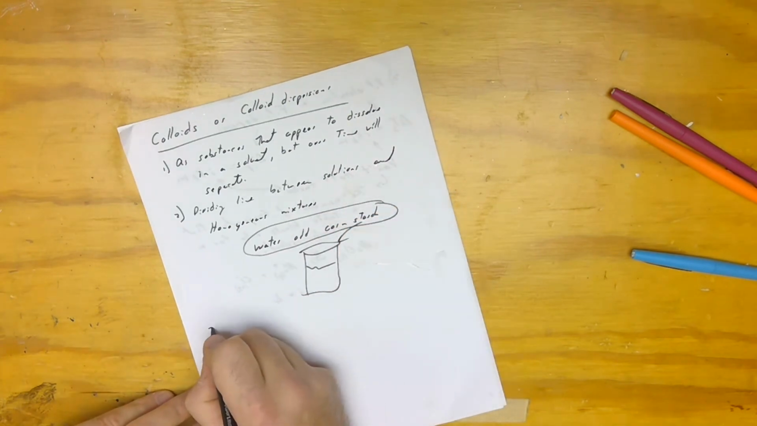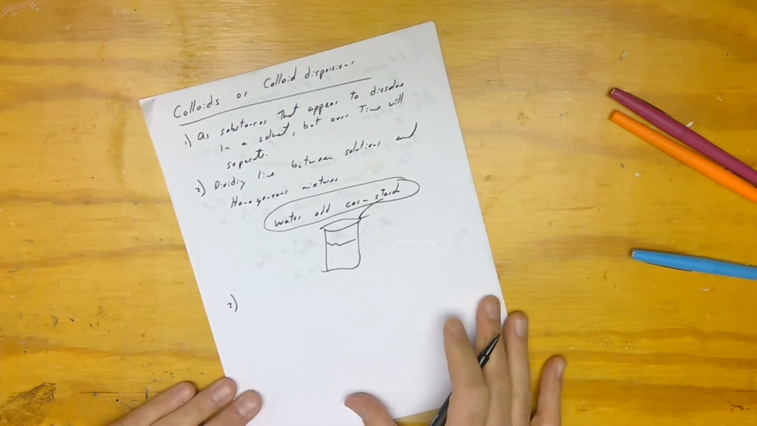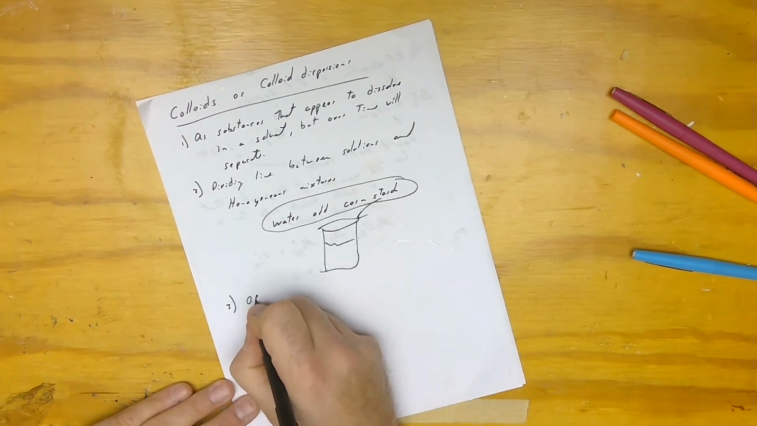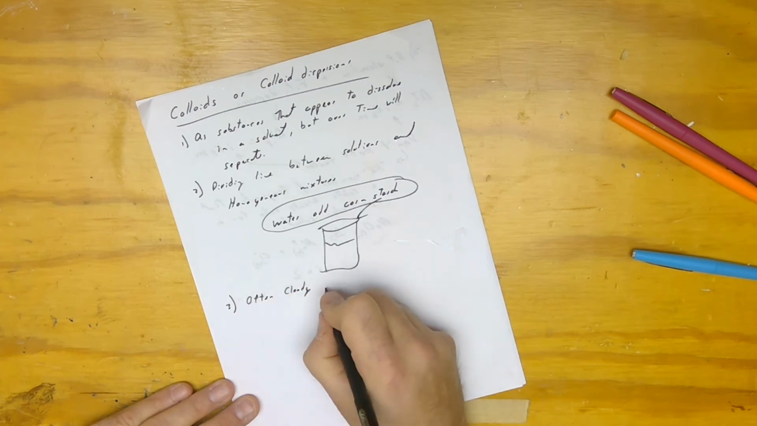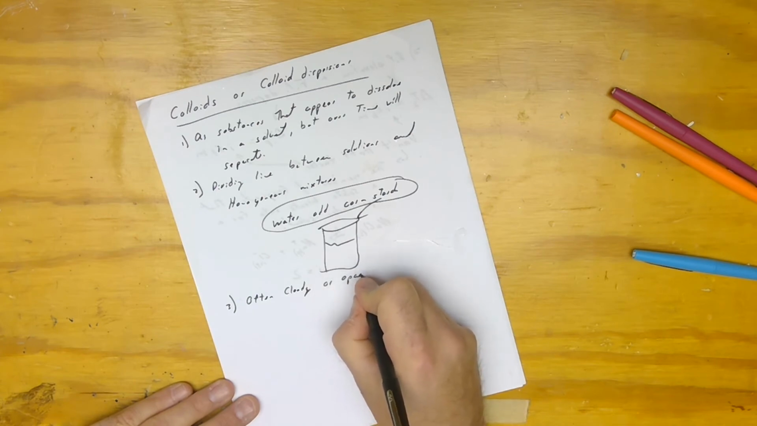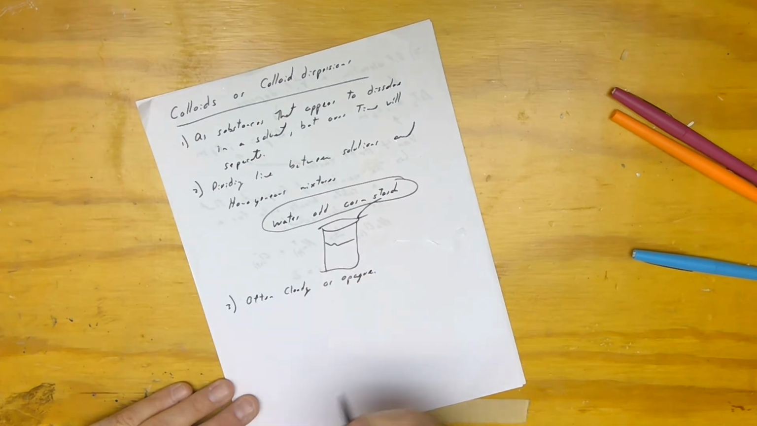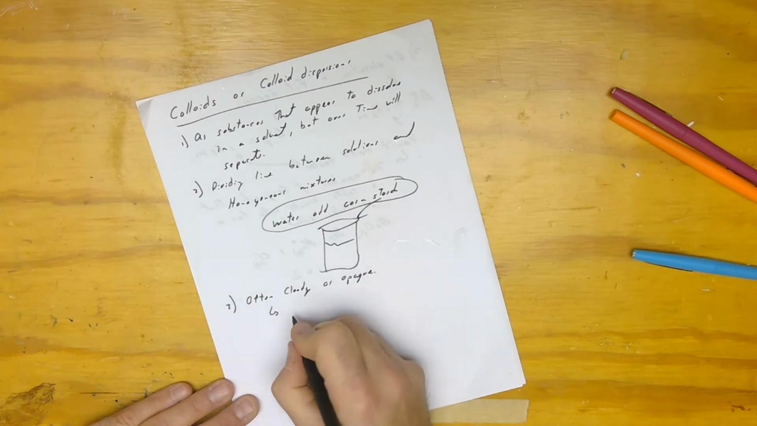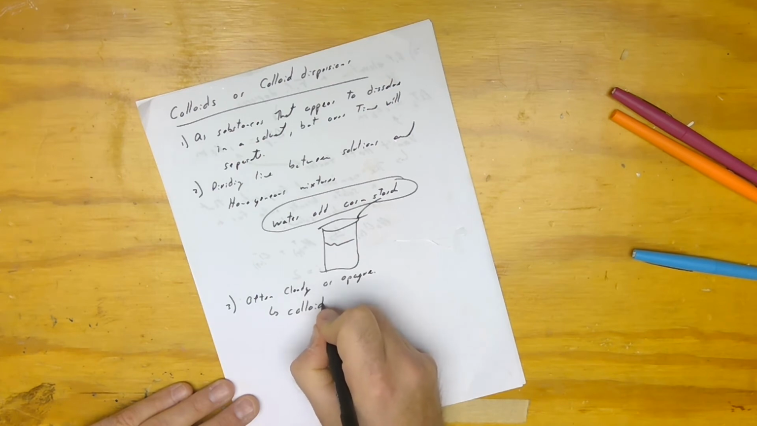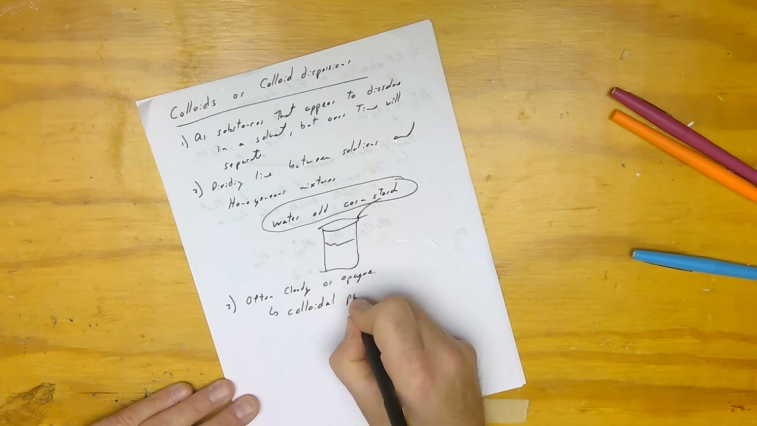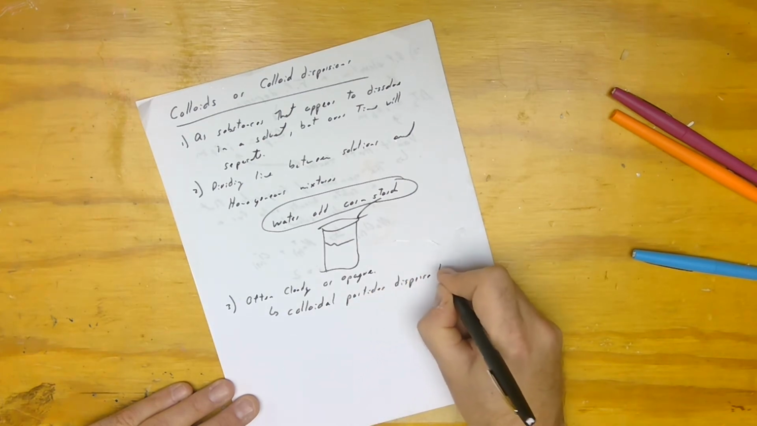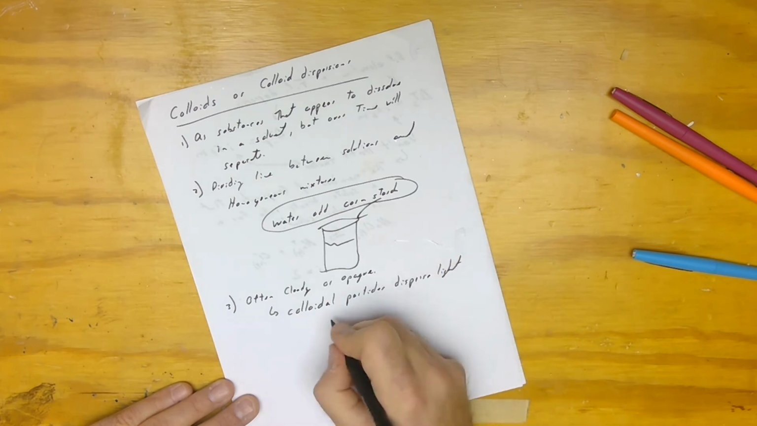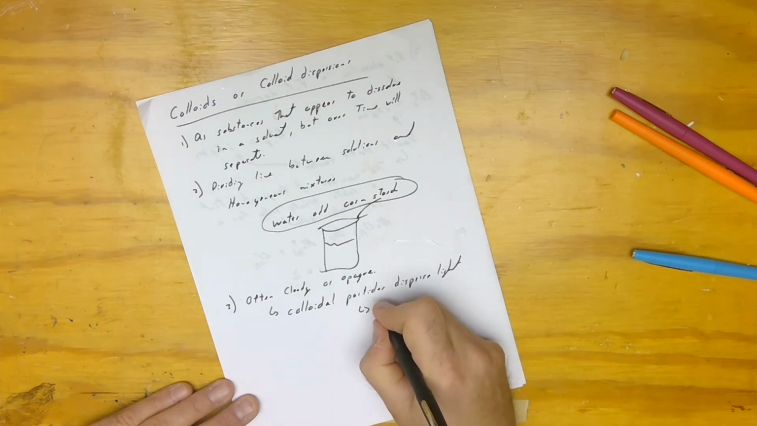Number 3, these are often cloudy or opaque. Because of this, colloidal particles disperse light. And this dispersing of light is called the Tyndall effect.